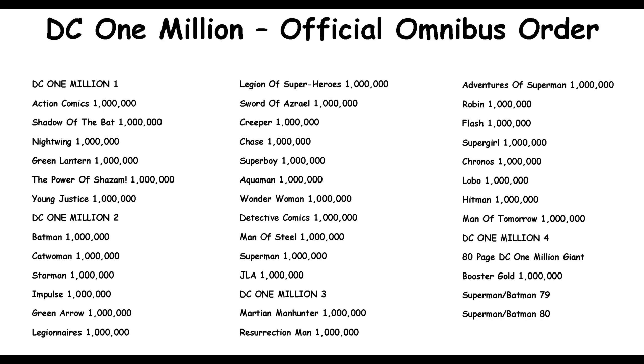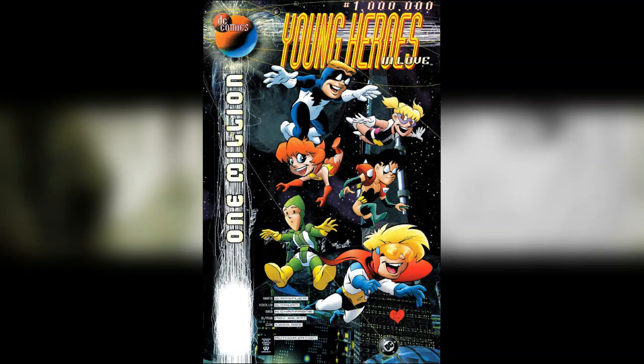If you want this as part of the written guide, which I've also released as part of this month's set of videos, you can always pick that up from Amazon as well. But yeah, this is the confirmed physical omnibus order. The one thing I'll point out is that there is one branded DC 1 million issue released by DC called Young Heroes in Love 1 million, and that, for some reason, is not collected in the omnibus.